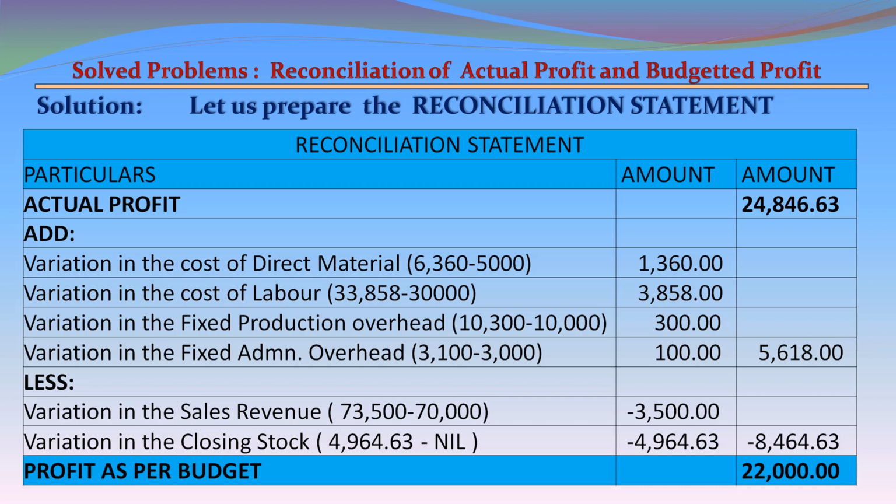Less variation in sales revenue 73,500 minus 70,000 is minus 3,500. Variation in the closing stock 4,964.63, and as per budget it is nil. So 4,964.63 plus 3,500, total minus 8,464.63. 24,846.63 plus 5,618 minus 8,464.63 is equal to 22,000, profit as per budget. This is the reconciliation statement. Recap.